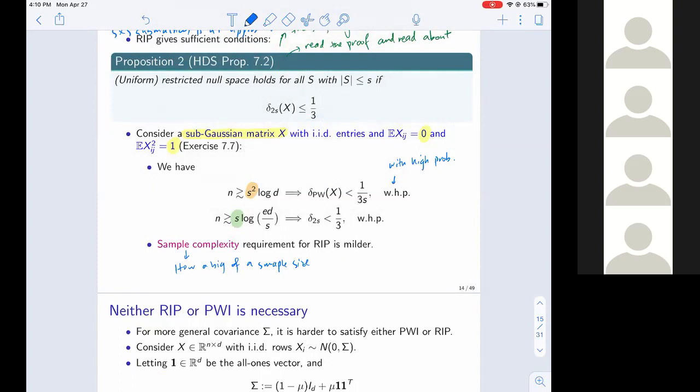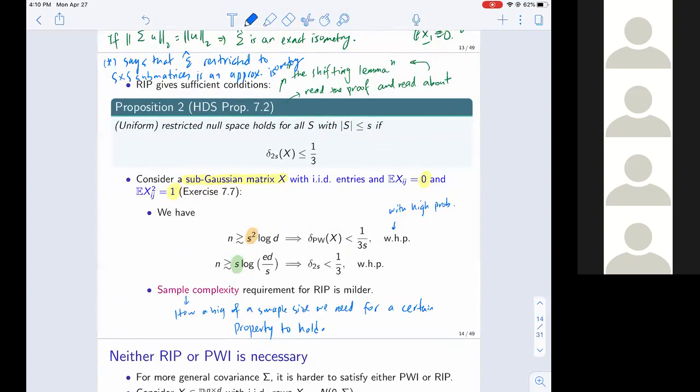There's a certain property to hold. And this is another exercise that you're going to do. You're going to show this, and you get a better understanding of the nature of these conditions. Any question about the pairwise incoherence or RIP condition? So these are all sufficient conditions for that null space condition we discussed.